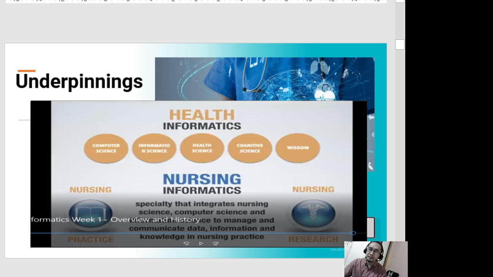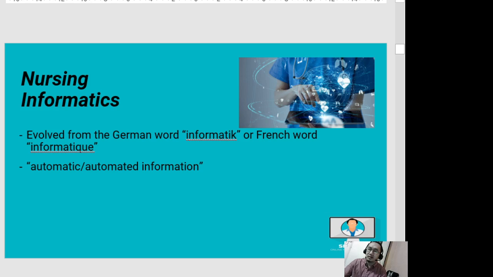We also have, in other references, medical informatics. When you say medical informatics, it refers to the application of informatics to all of the healthcare disciplines as well as in the practice of medicine. So that is medical informatics. So nursing informatics, the nomenclature, the concept, evolved from the German word informatik or the French word informatique. I'm not sure if I'm pronouncing it correctly in German and in French, which means automatic or automated information.